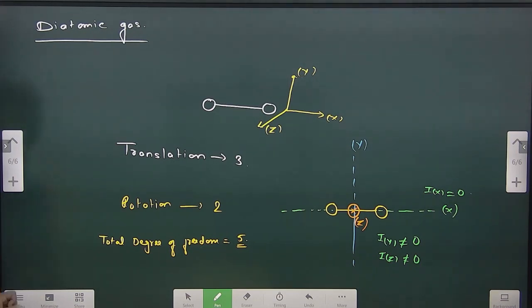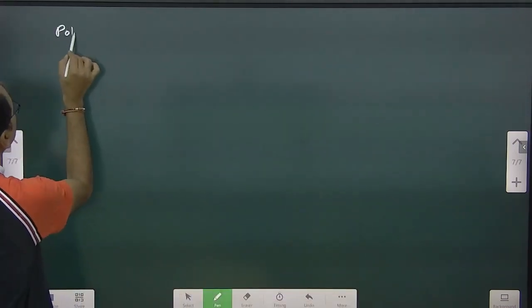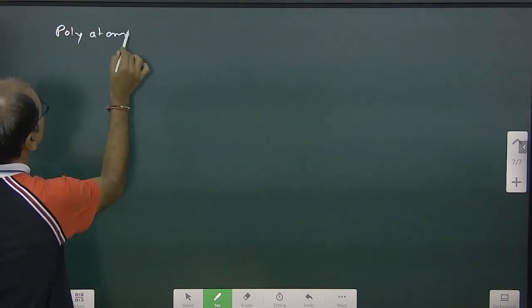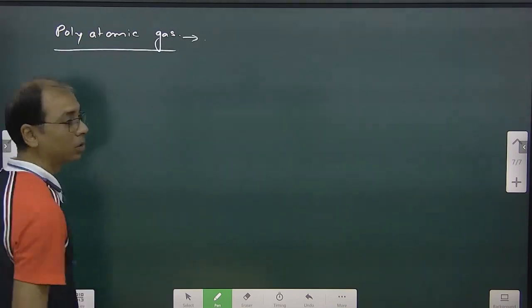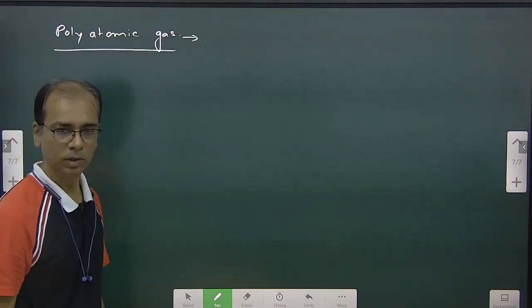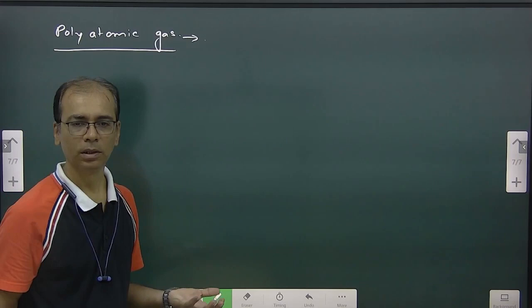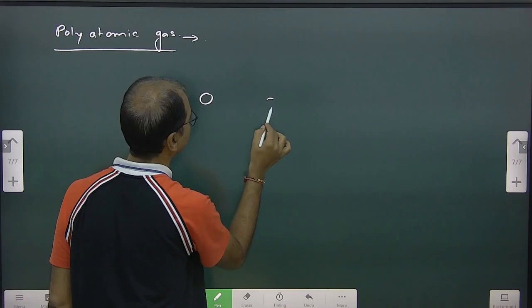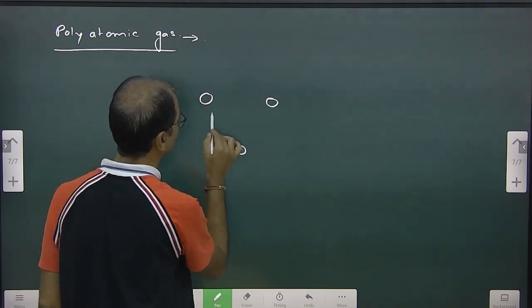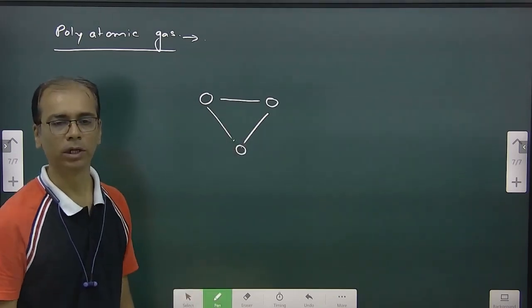Right? Then what else? I said polyatomic gas. So polyatomic also we will see. Now, polyatomic means more atoms, right? So let's say after 2, what is the minimum? 3. So let's say 3 atoms. Okay. So 3 atoms are like this, suppose. Okay, we are taking it in this way. A triangular shape I have taken, non-linear.